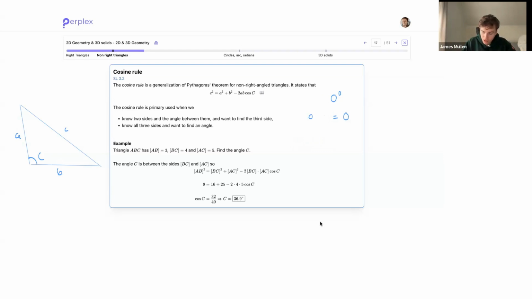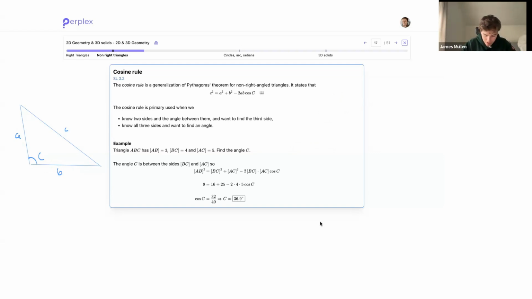So we use the cosine rule when we either know two sides and the angle between them, and we want to find a third side. So let's say I know A and B and C, and I'm trying to find the side C. Or I know all three sides, and I'm trying to find an angle by isolating cosine of C. Those are the two common cases that we do.